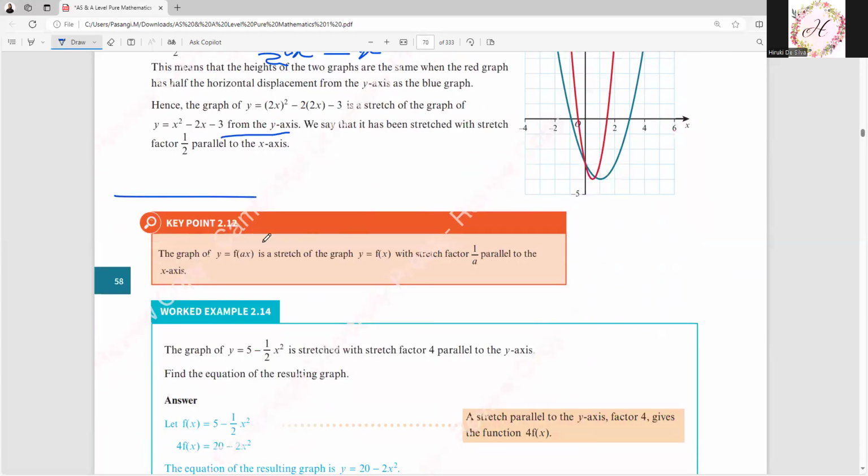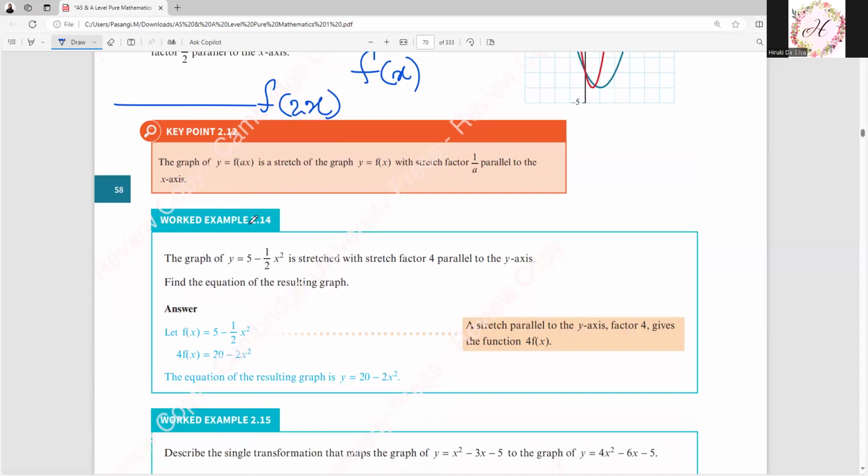So here the graph of y equals f(ax). It's like a function of 2x. Earlier it was a function of x, now it is a function of 2x. It is a stretch of the graph y equals f(x) with stretch factor 1 over a, parallel to the x-axis. So here, for the worked example 2.14.